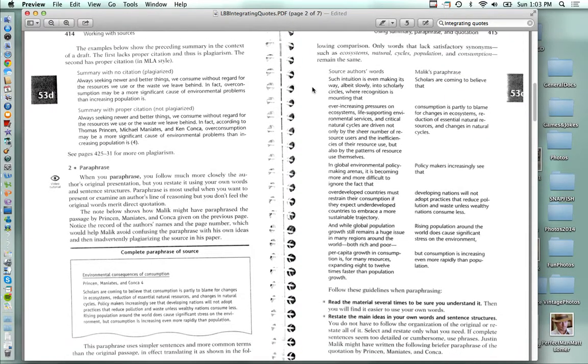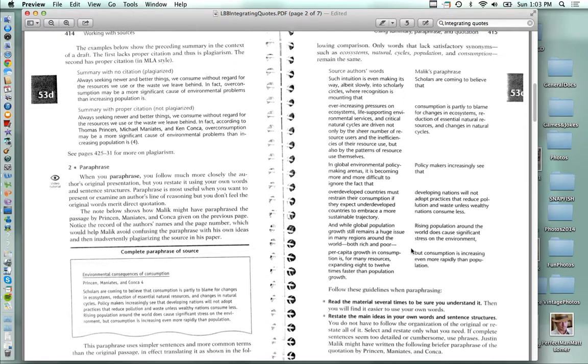Here's an example. Source author's words: Such intuition is even making its way, albeit slowly, into scholarly circles where recognition is mounting. So here's an example: Scholars are coming to believe that, and then you can see this whole thing has been paraphrased into a shorter version.